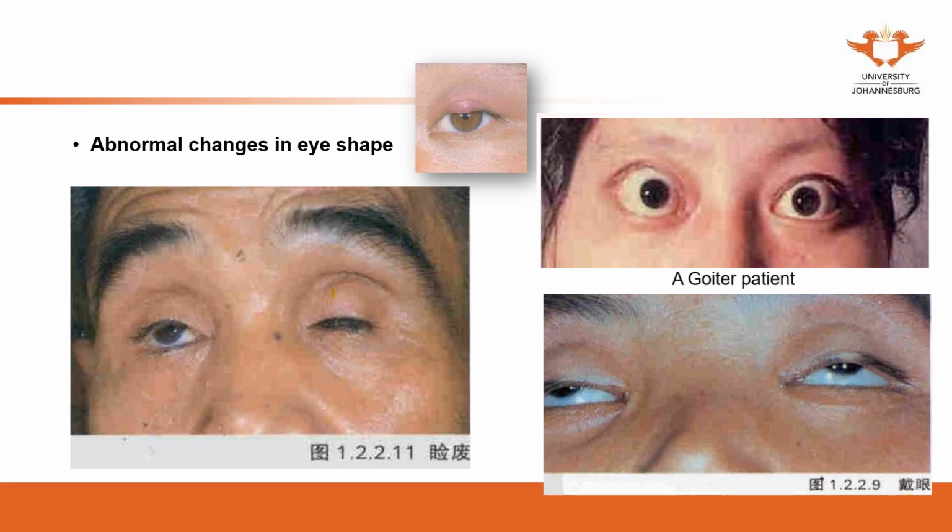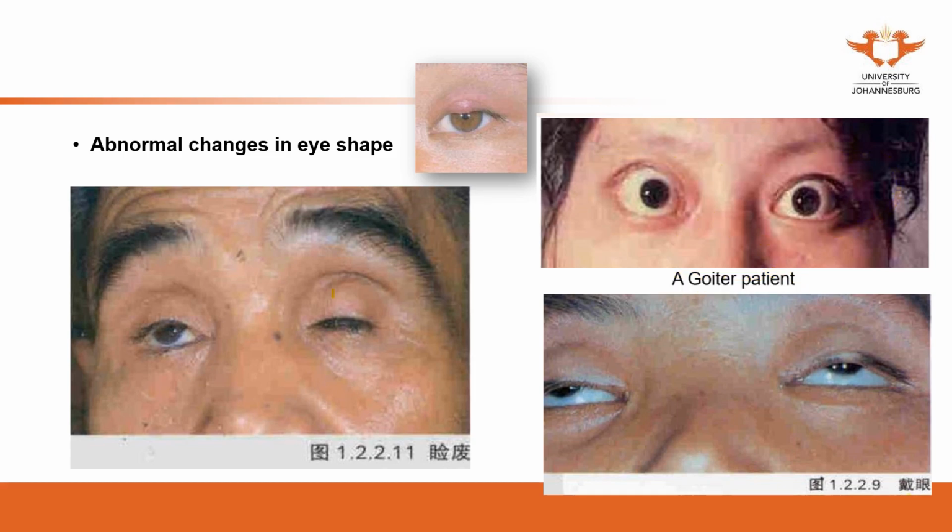A goiter patient can present with protruding of the eyes. You can see the eye is bigger than normal. When you see a patient whose eyes present like this, protruding, you need to think about asking them to go to the lab to check the TSH, the thyroid function.